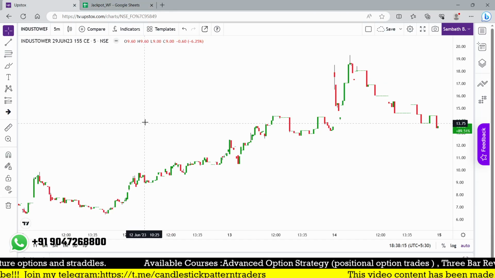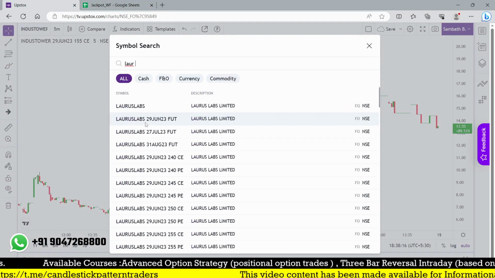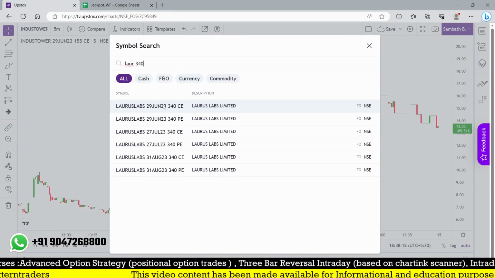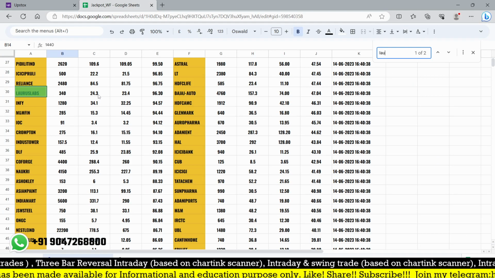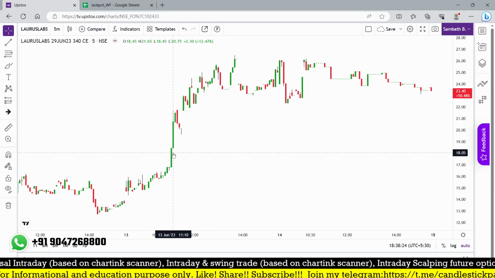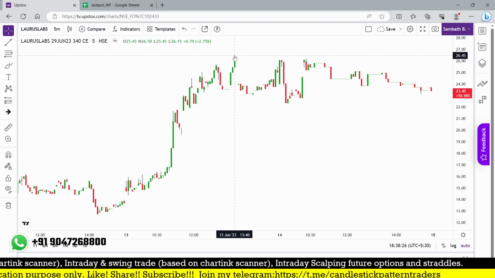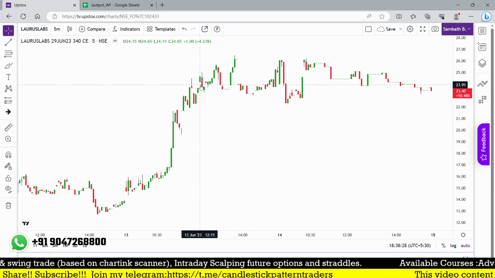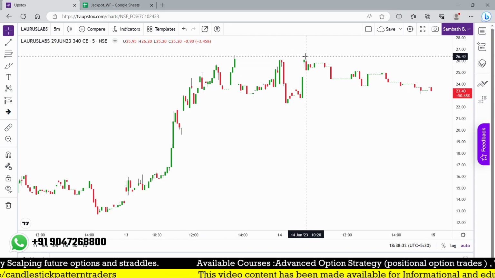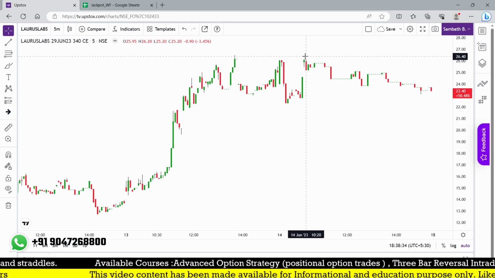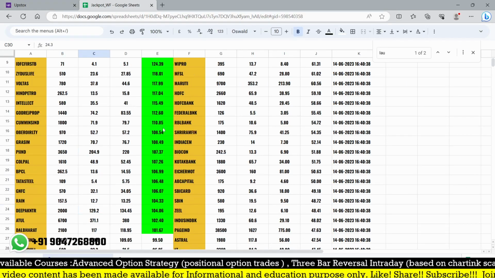Let me go to Laurus Labs. One is a 340, another one is a 335. For 340, the entry point is around 24.3. When was it triggered? I think maybe yesterday, around 1 o'clock. It had not moved yet, and it was closed intraday like that. But this can also be a positional. And look at this, in the beginning of the month.